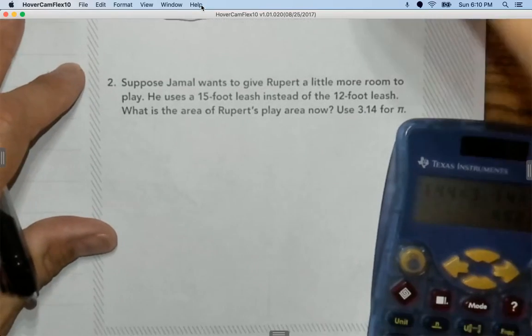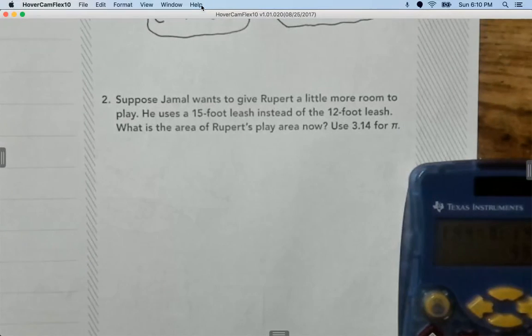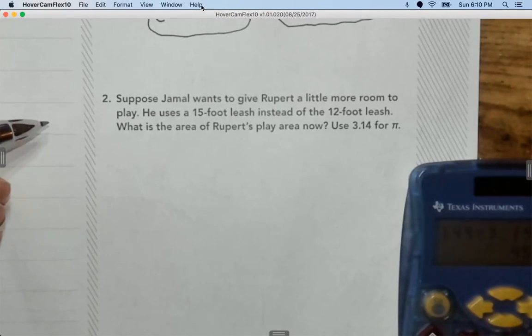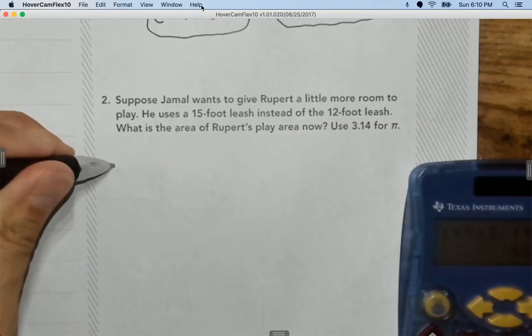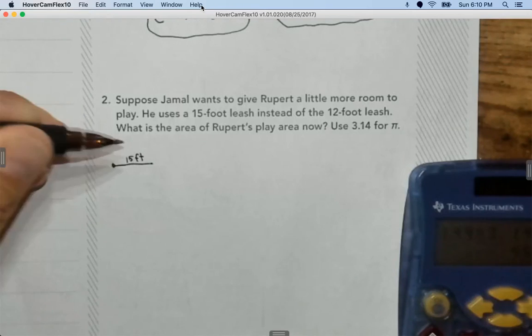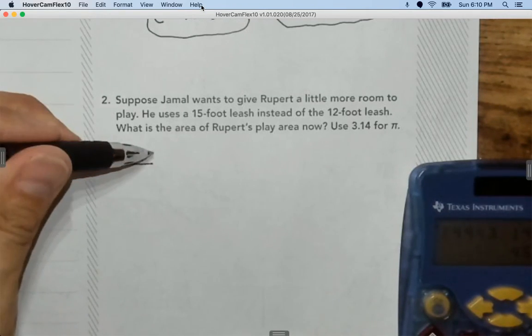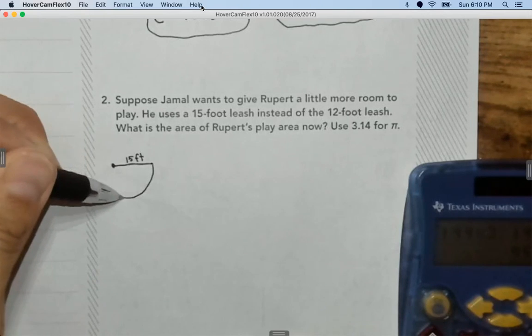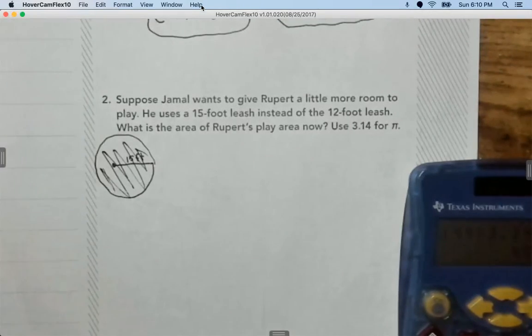Now, suppose Jamal wants to give Rupert a little more room to play. He uses a 15-foot leash instead of the 12-foot leash. So we have the stake in the ground, we have a 15-foot leash instead of the 12. What is the area of Rupert's play area now? Notice it doesn't ask for any of the other stuff. It's just asking for the area of his play area.